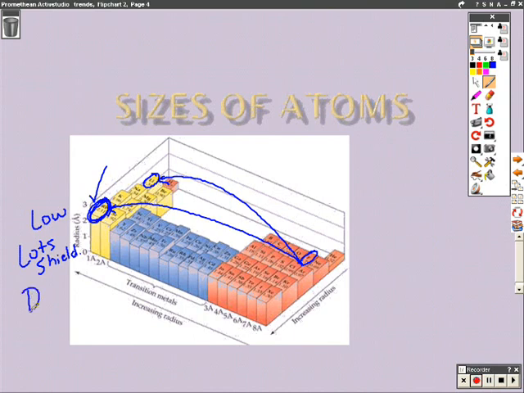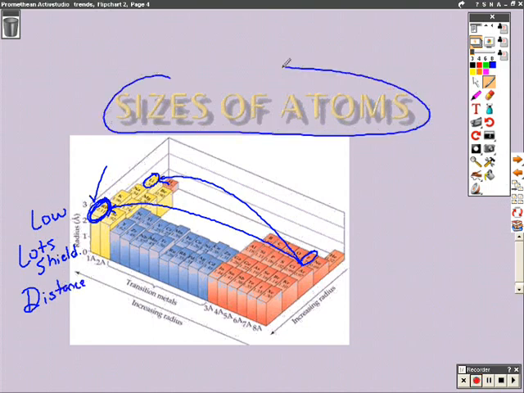And the distance increases. Doesn't the atomic radius get bigger? That's what this is right here. This whole chart is atomic radius. The radius is getting larger, which means the distance between the protons and the electrons is getting larger. It's getting farther away, so it's got less of a pull. So electronegativity is low.